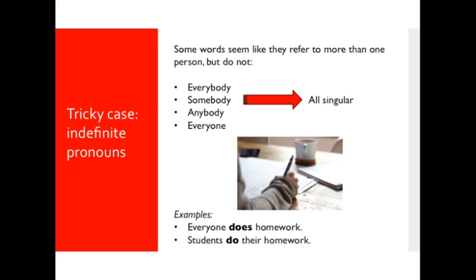Where on the flip side, students, which is a plural noun, requires a plural verb: do their homework. So even though everyone could refer to a group of students, we treat it as a singular case. So everyone does homework versus students do homework. Somebody does homework, anybody does homework, everyone does homework. All of these require singular verbs.